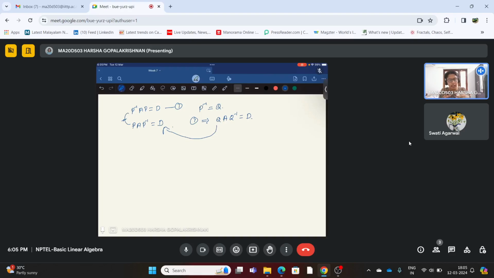If I am taking the inverse of the P inverse, then I can write it as P, right? It is just a representation. It is not like P and P inverse are equal. Instead, we write P inverse as a matrix Q, and hence we can write QAQ inverse equal to D. That's all.